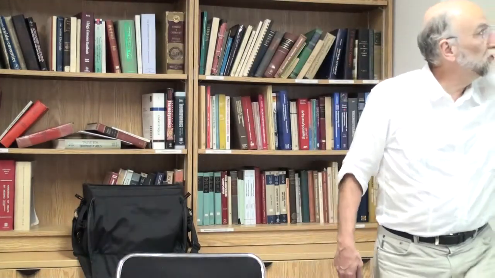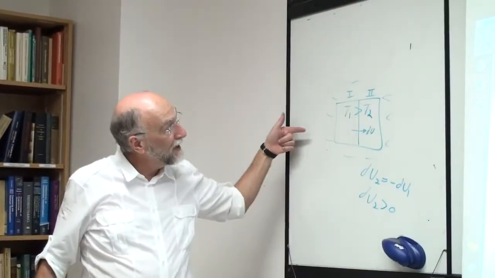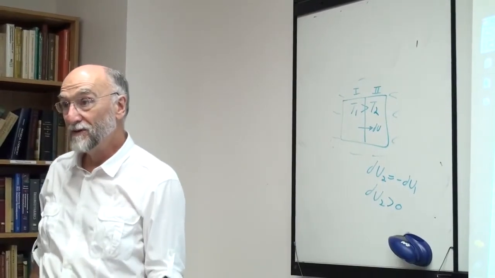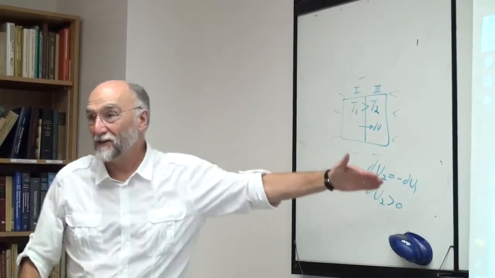Okay. So dS then is from this definition: dS1 is dU1 over T1, dS2 is dU2 over T2. I've assumed dU2 is minus dU1. I've assumed that T1 is greater than T2. So if T1 is greater than T2 and the heat flows in this direction, the total entropy change will be greater than 0. So the heat flows in that direction.